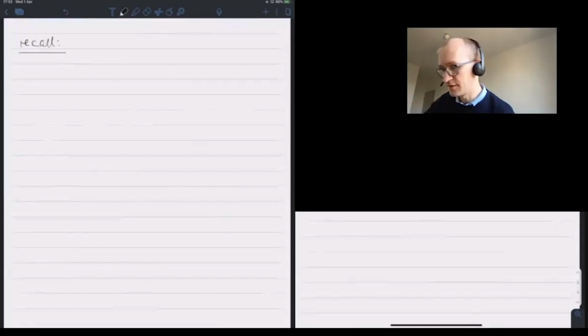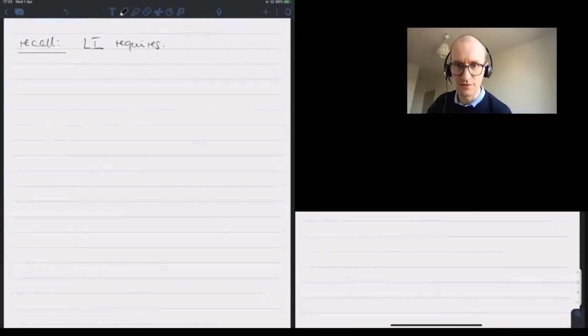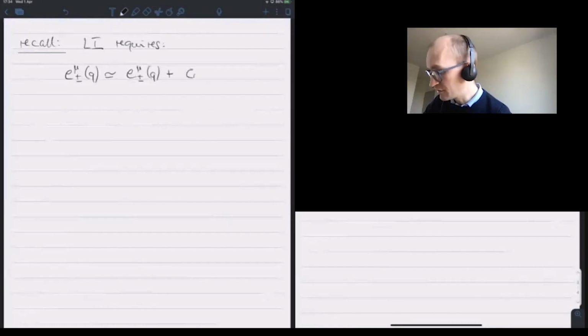Let us recall that Lorentz invariance required for the photon a certain shift that will turn out to be useful. That's in some sense just a statement again of gauge invariance. So it required that this E plus or minus mu of Q was actually equivalent to E plus or minus mu of Q plus some arbitrary shift C times Q mu, proportional to this momentum Q.